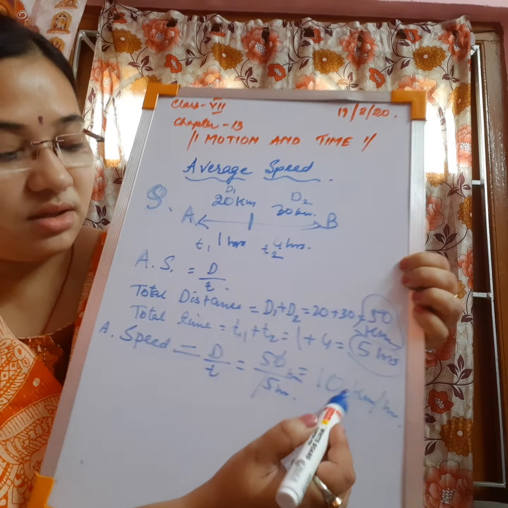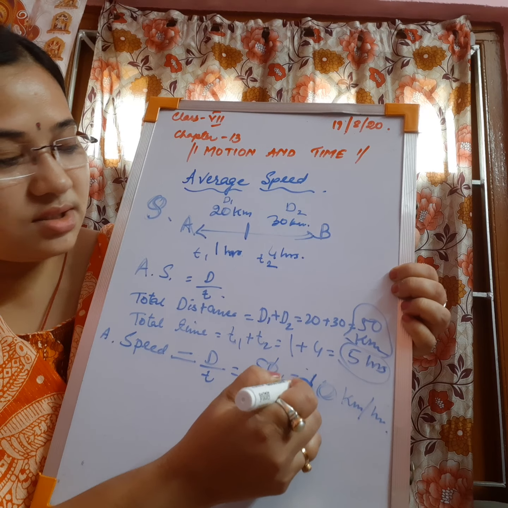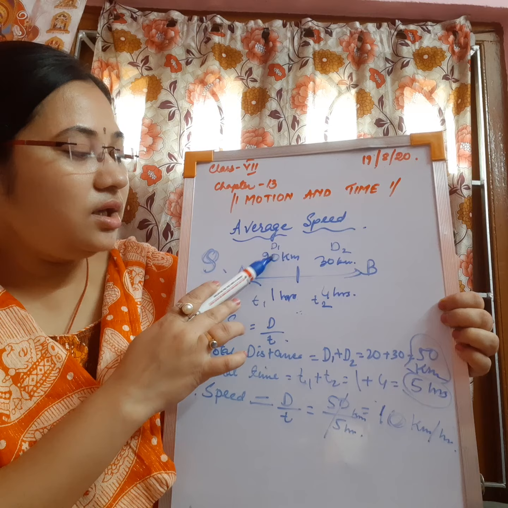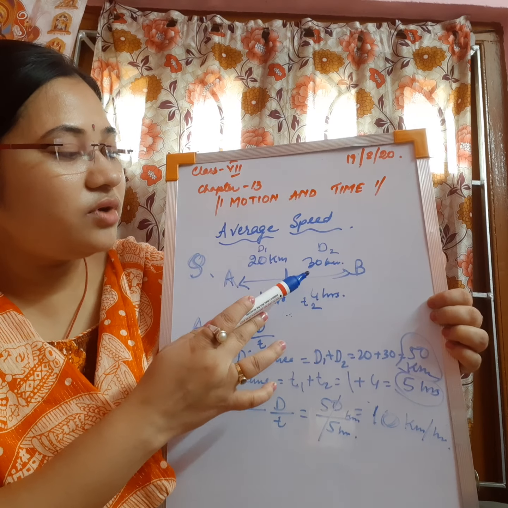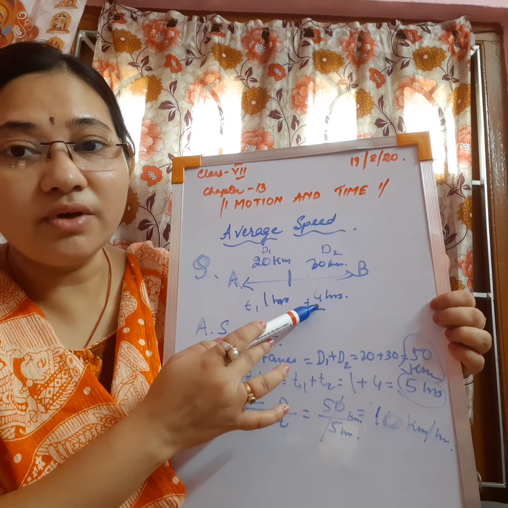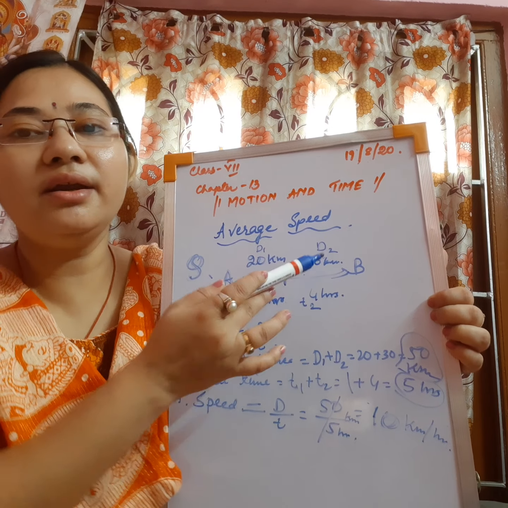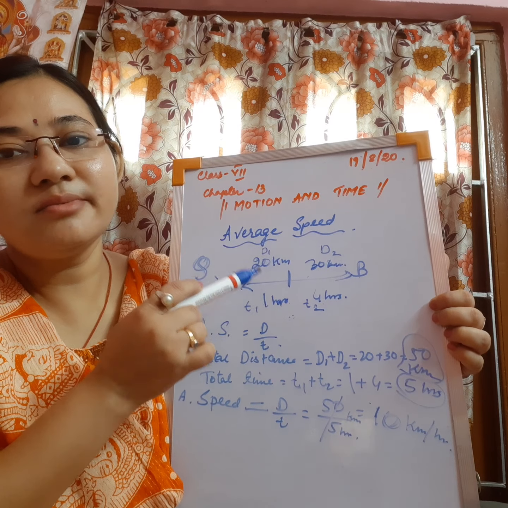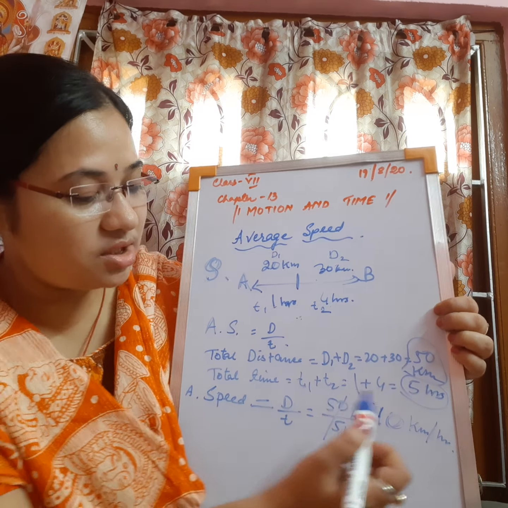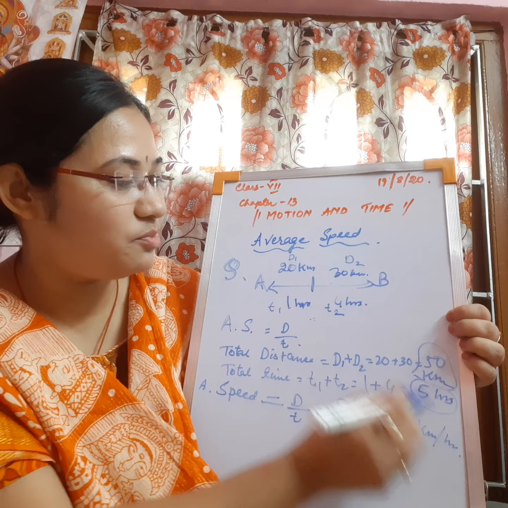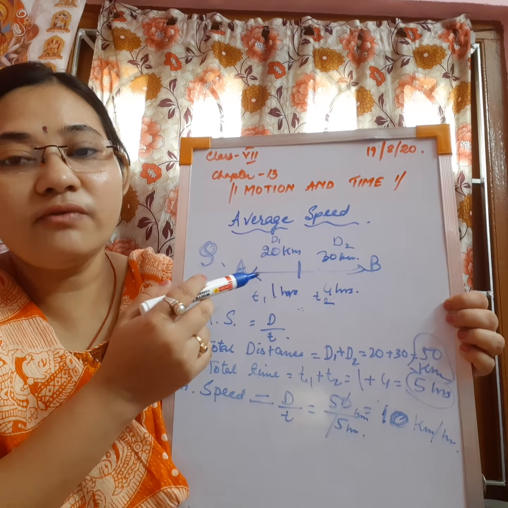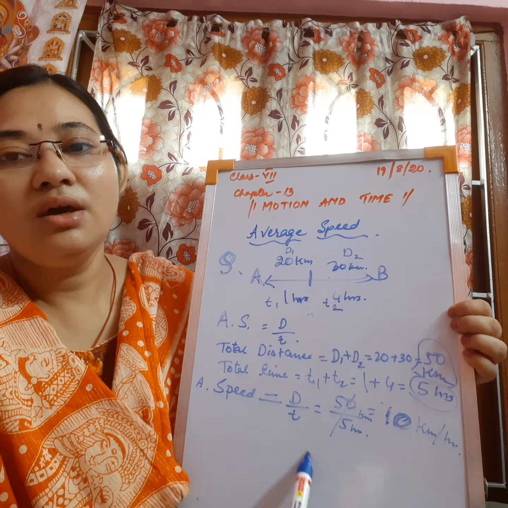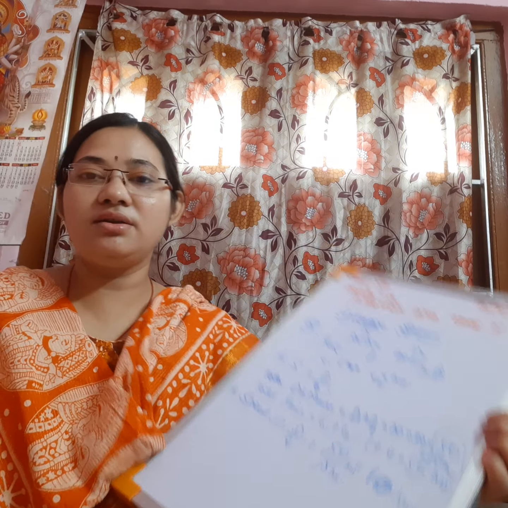This is the answer, the average speed of this car. It is going 20 kilometers in the first hour and 30 kilometers in the next 4 hours. So total distance we have calculated, total time we have calculated, and we have simply divided total distance by total time. We get average speed, 10 kilometers per hour. In this way we will do sums which are related to average speed.